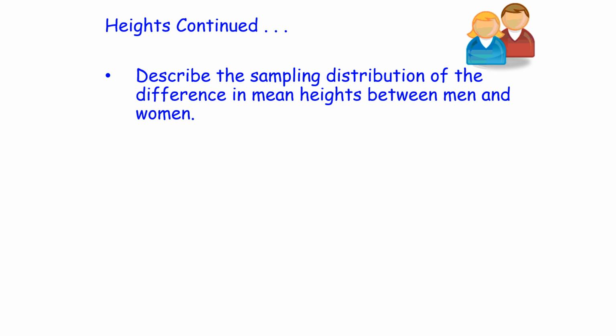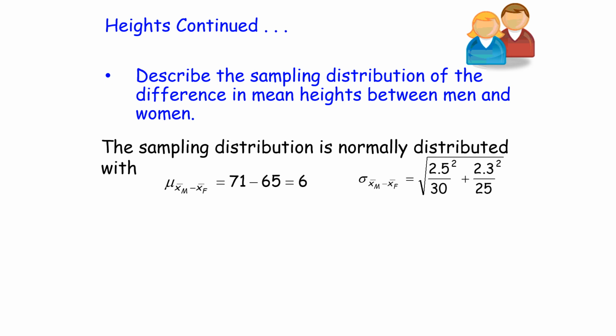So describe the sampling distribution of the difference in mean heights between men and women. Well, the sampling distribution is normally distributed with a mean of our sampling distribution of m minus our sampling distribution of f of 71 minus 65, which equals 6. And our standard deviation is the square root of 2.5 squared over 30 plus 2.3 squared over 25.